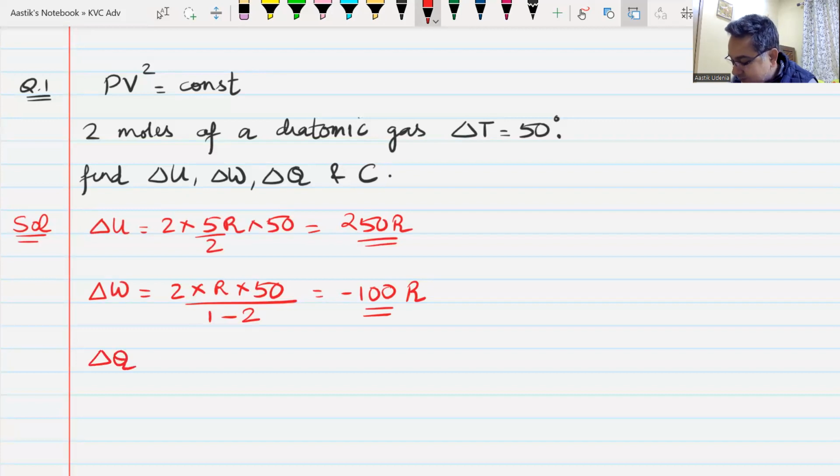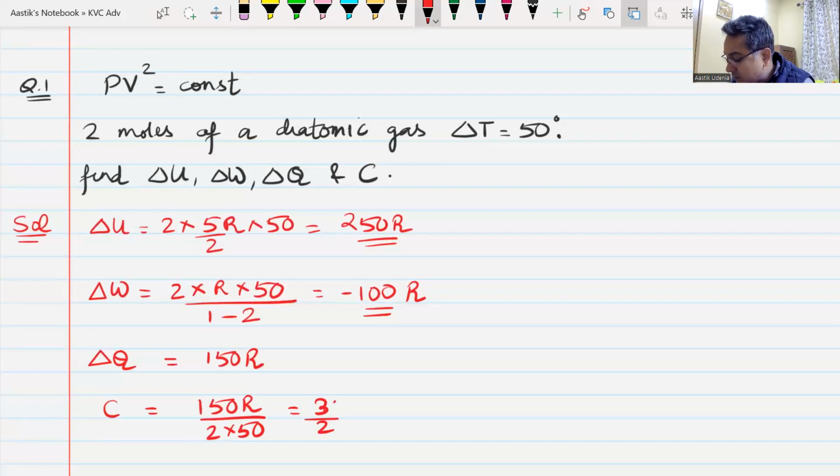Delta Q. Minus 150 R, sir. You can just add these two and you will get 150 R. Then to get the value of C, you can do it in 10,000 different ways. You have got delta Q, so you can divide delta Q by n into delta T. n is 2. Do you understand this? Yes, sir. So you can do it in this way also. You could have done it by the original formula also. 2 into 50. So from this also you can get 3 by 2 R. 3/2 R, that is the specific heat for this process.